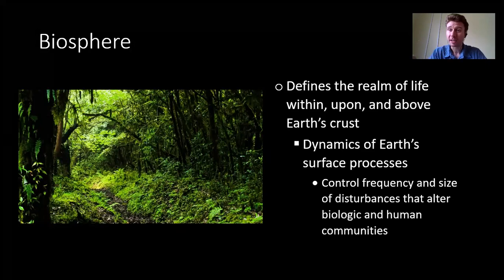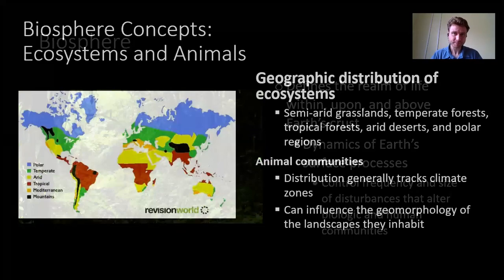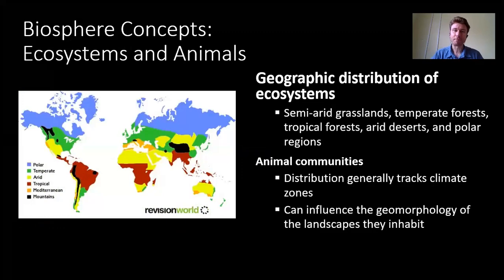A lot of you were noticing humans interacting on the landscape, right? And how that shapes our landforms. Terraced agriculture. This is where we fit into the equation. Looking at the biosphere, we have geographic distributions of ecosystems, things that really follow our climatic distributions, and animal communities that generally track those climate zones.